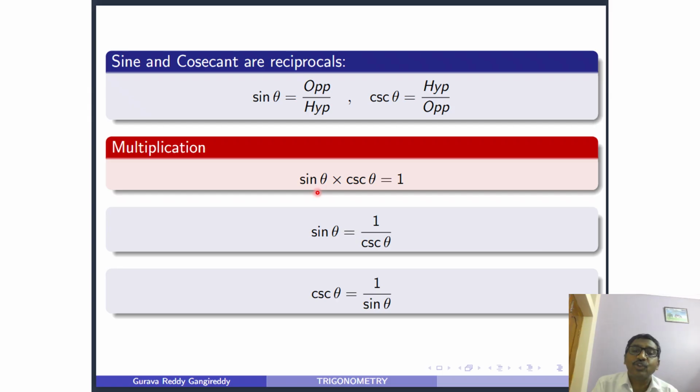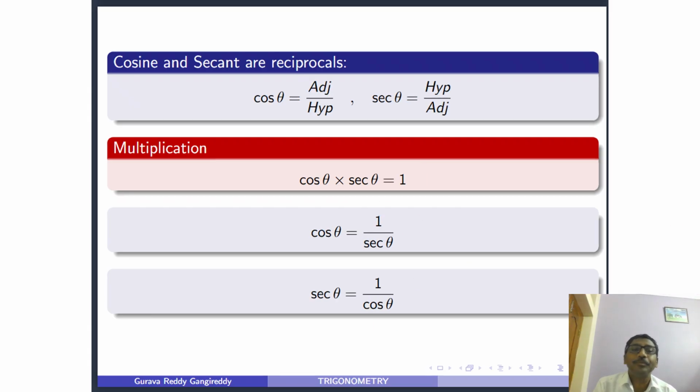Sin theta equal to 1 by cosecant theta. Cosecant theta equal to 1 by sin theta. All these are formulas. Cosine and secant are reciprocals. Cos theta equal to adjacent by hypotenuse. Secant theta equal to hypotenuse by adjacent.